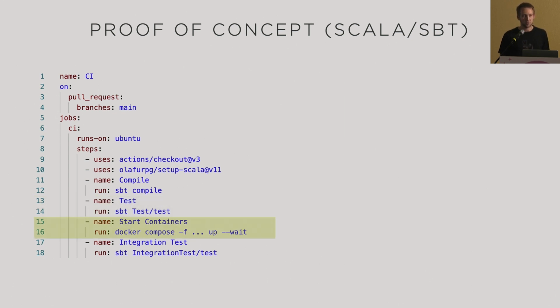We use Docker Compose to boot up some containers that we're going to use for integration testing. And then we run our integration tests, which in some cases will use those containers that are now running. And if each of these steps succeeds, then we get a green check mark on our PR, and we know that our code is working.